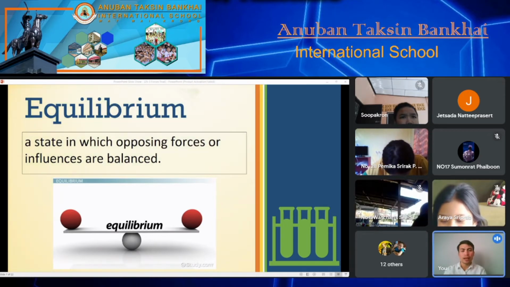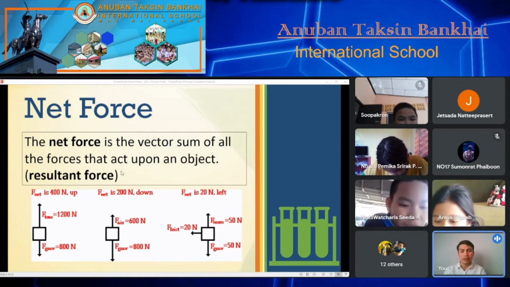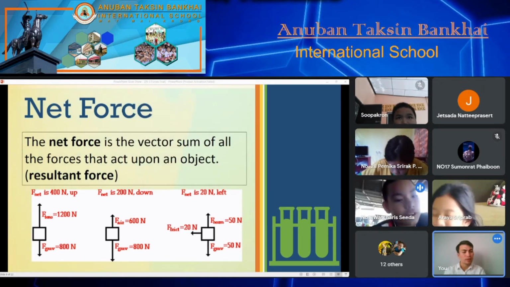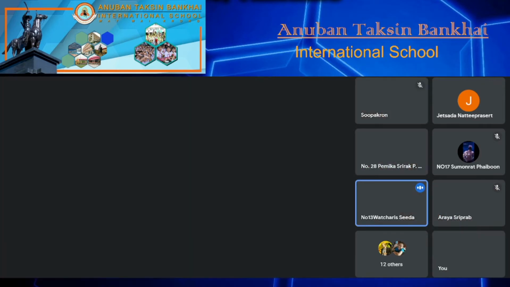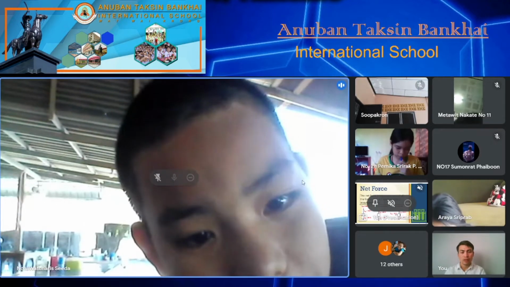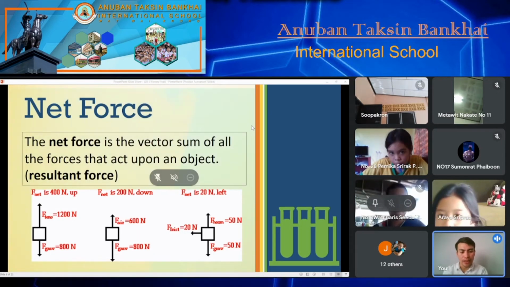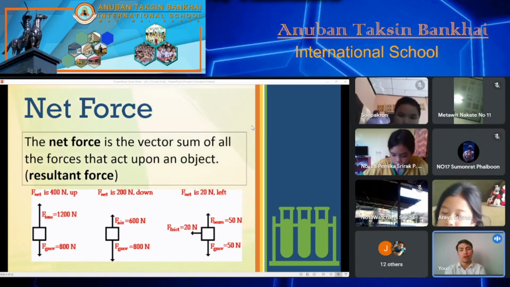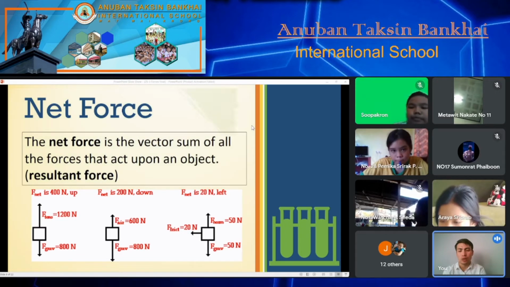Next word, let's have net force. Can you read the net force? The net force is the... Okay, I will try to read again. Thank you, Wacharit. The net force is the vector sum of all the forces that act upon an object. We also call it resultant force.